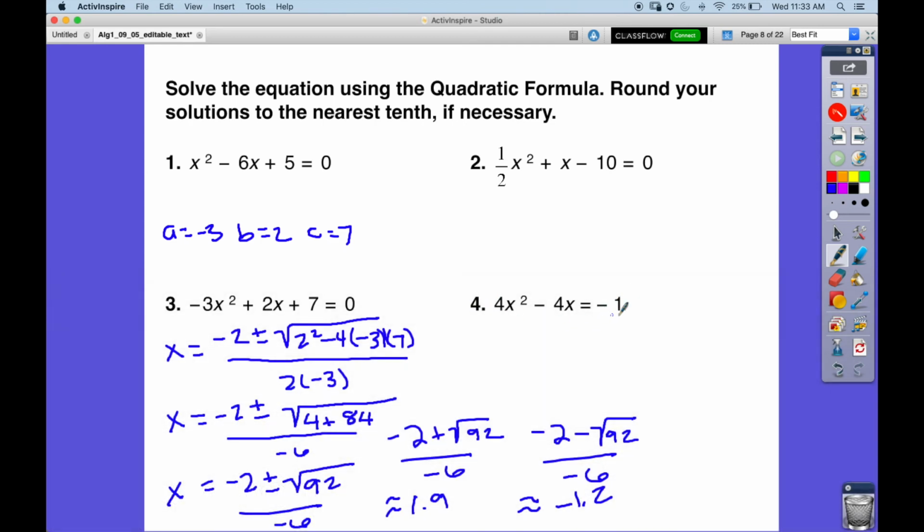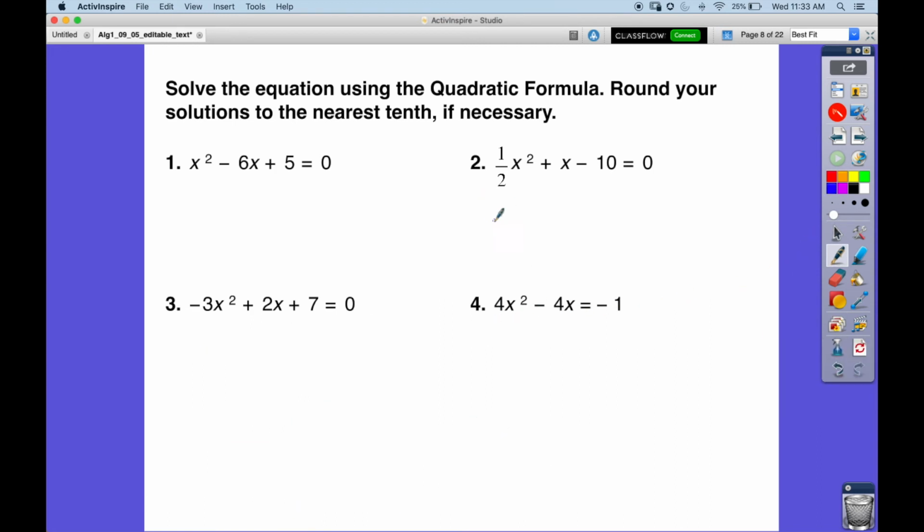Oh, notice it doesn't equal 0. So when it doesn't equal 0, we have to add 1 to both sides so it does equal 0, and we can identify what A, B, and C is. Let me clear my screen. So now when I add 1 to both sides, my new equation is going to be 4x squared minus 4x plus 1 equals 0. So here you find out that A is 4, B is negative 4, and C is 1.